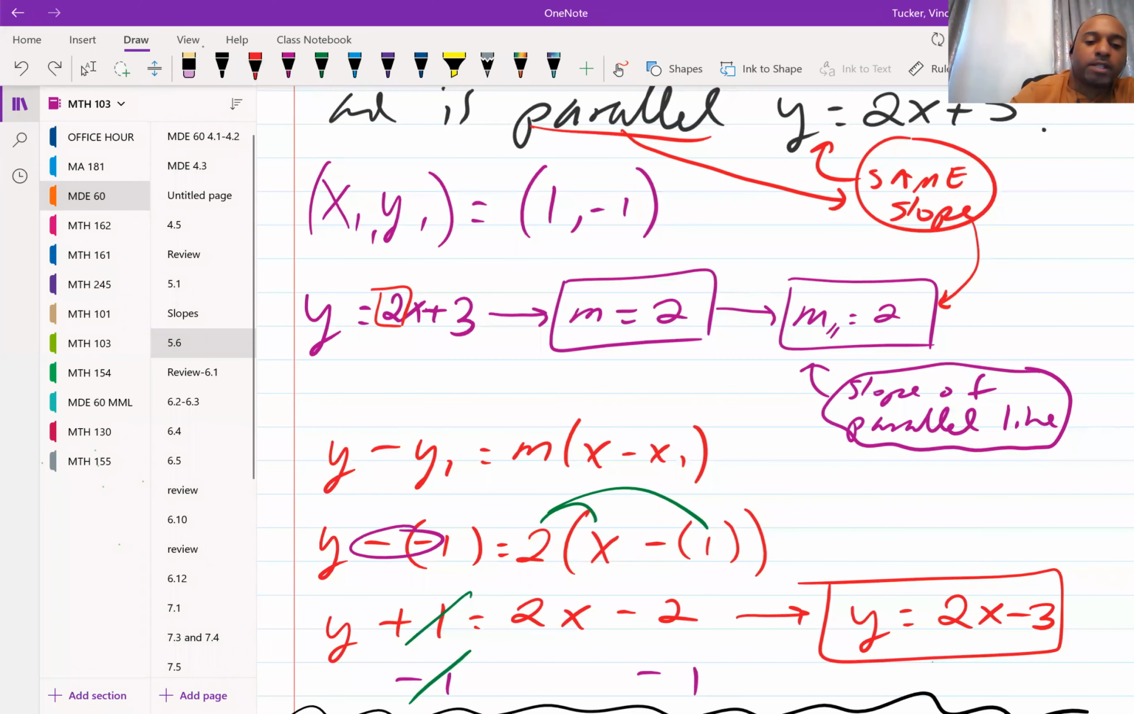Negative and negative turns positive. That'll be y plus 1 equals 2x minus 2 once you do your distribution. Then subtract 1 from both sides. Y is equal to 2x minus 3.